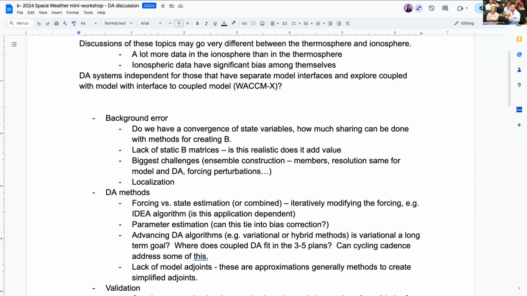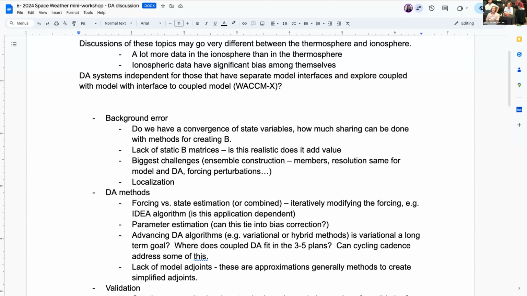Yeah, most models have multiple ion species, but O plus essentially dominates in the F region. I guess you can rely on your model to separate them, but you're basically just doing whatever the model internally wants to do. There's no observation information to guide that. Exactly, that's for sure. We don't have observations right now that would allow us to tease that out.